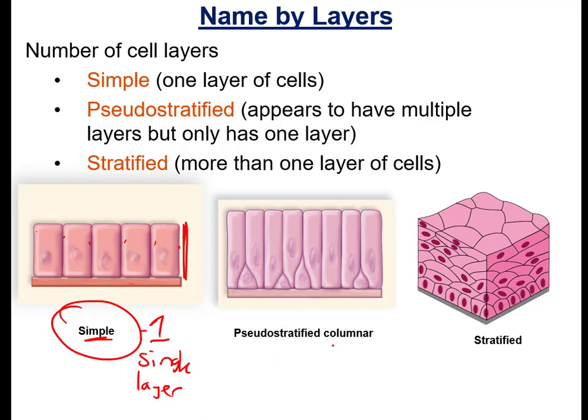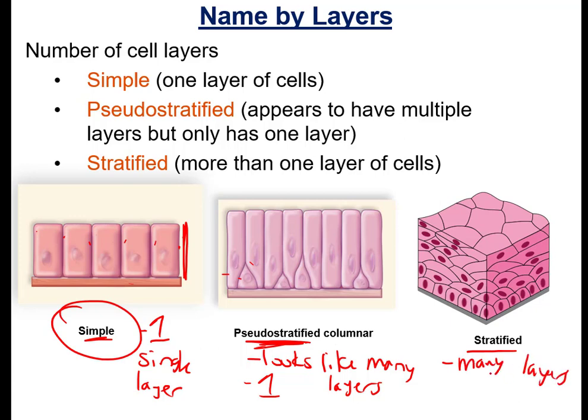The second type of layer you could have is pseudo-stratified. So pseudo means fake. So what this looks like is it looks like there's many layers. But if you really look at it closely, there's actually just one layer. So it looks like there's many layers, but there's really only one. So it's pseudo-stratified. And then the third type of layering you could have is stratified. And this is when there's many layers of the cells that are stacked on top of each other.